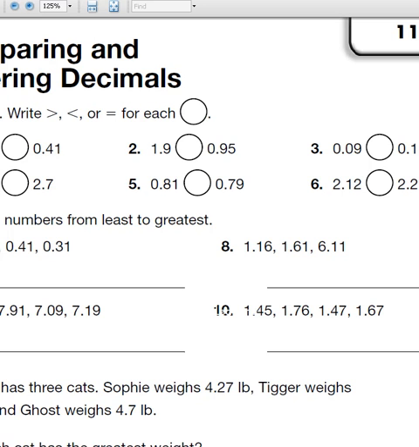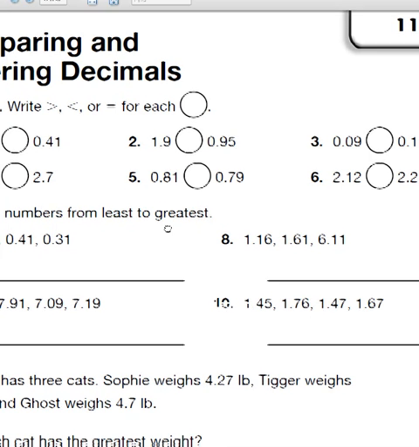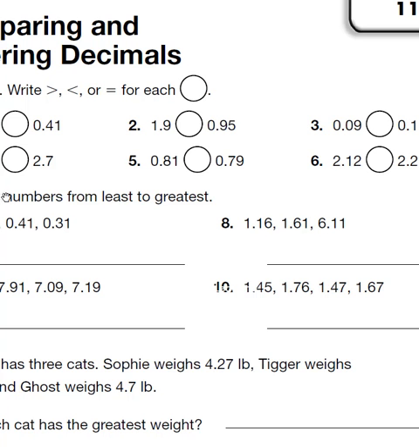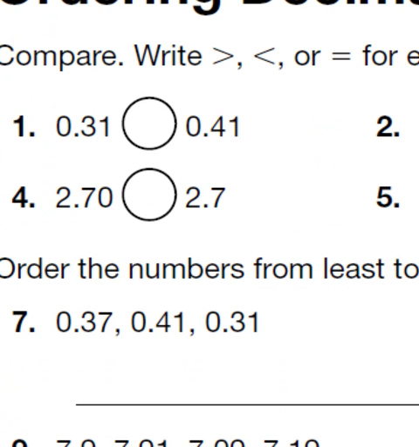So real quickly, let me go over what your homework is tonight. Again, we are doing 11-2, which is comparing decimal numbers. A quick refresher on how to do that.